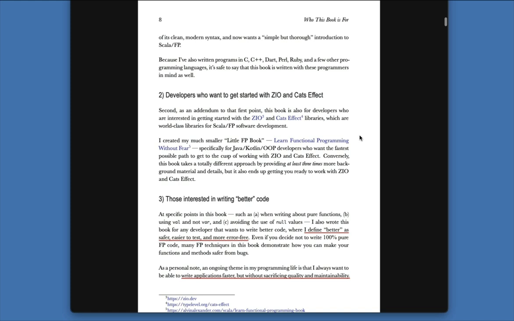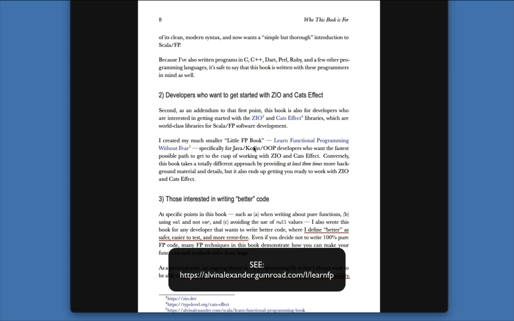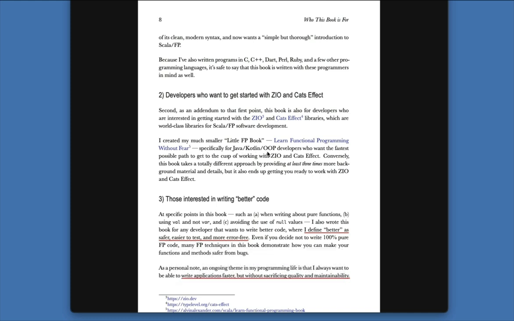A second category of developers who this book is for is those that want to get started with the Zio and the Cats Effect libraries. So I note here that I wrote a book. I changed the name of this book, so now it's called Learn Functional Programming the Fast Way instead of Without Fear. Also, the PDF version of this book is now free. I do want to state that. But that's the little FP book. I wrote that one. It's about 250 pages long, and it's for Java, Kotlin, OOP developers who wanted a fast path to get started working with Zio and Cats Effect.